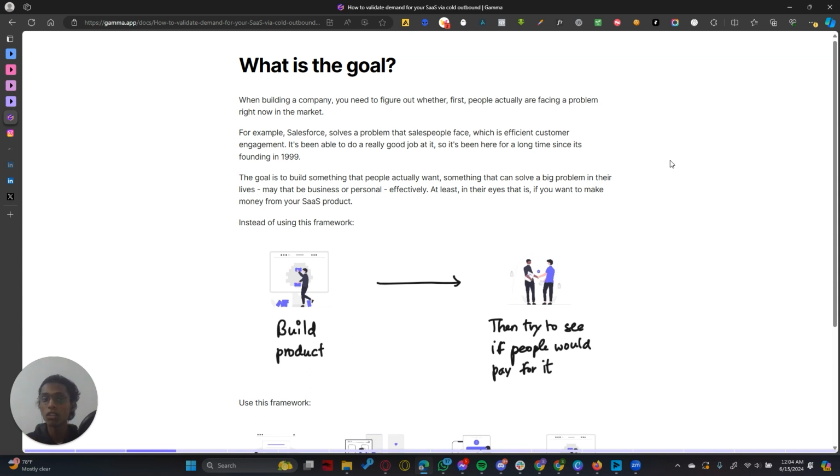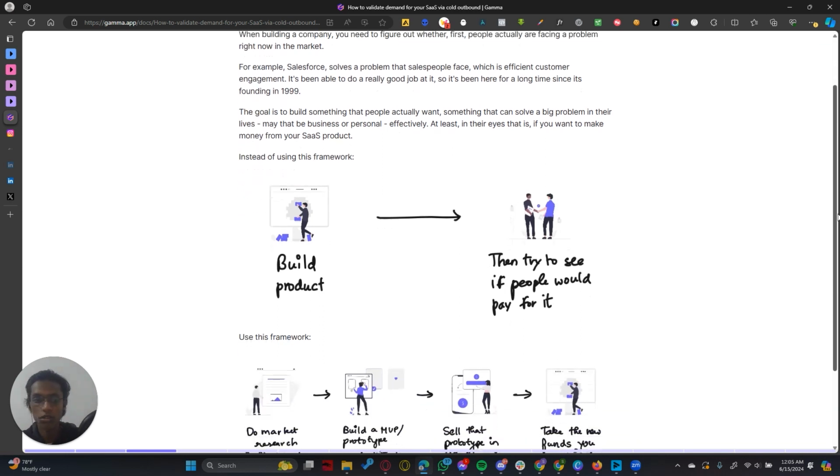If you want to make money from your SaaS product, you got to do it right. You got to make them at least believe that you are solving a real problem for them. Instead of using this framework where you build a product first and then try to see if people would actually pay for it, a game of hope, a game of chance, instead of gambling, use this.